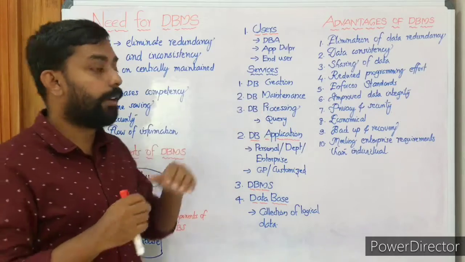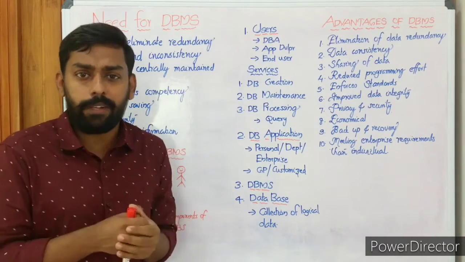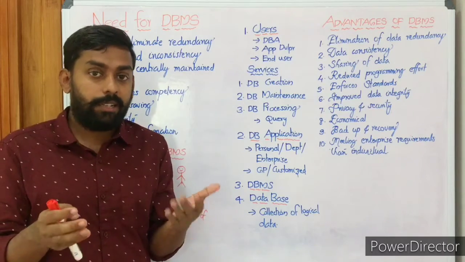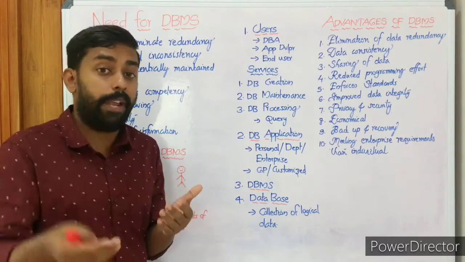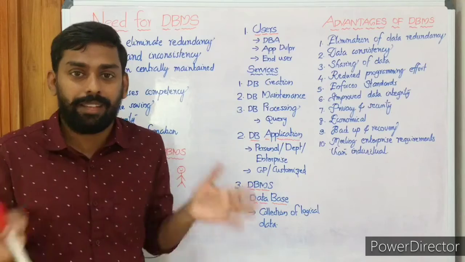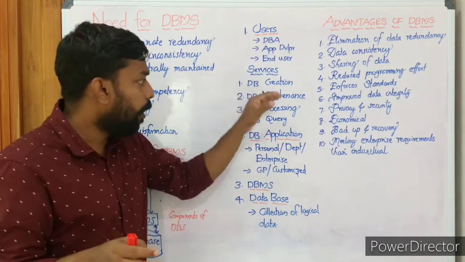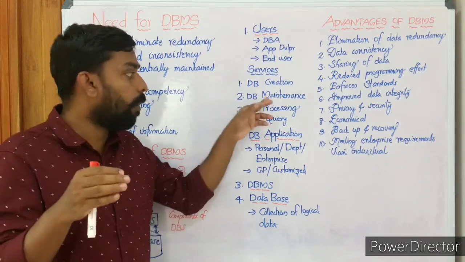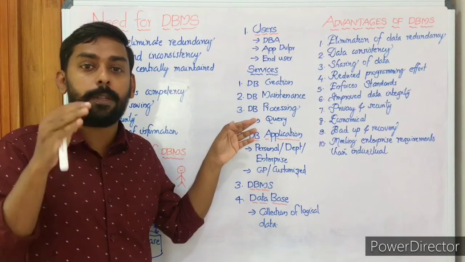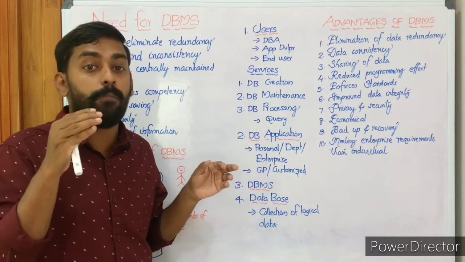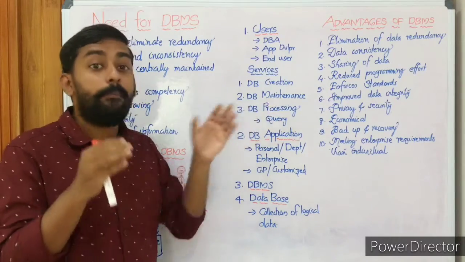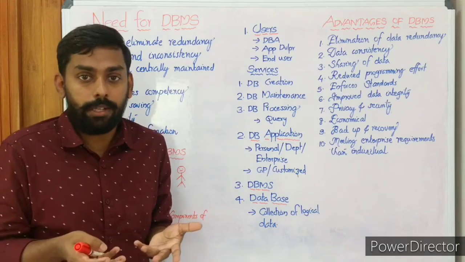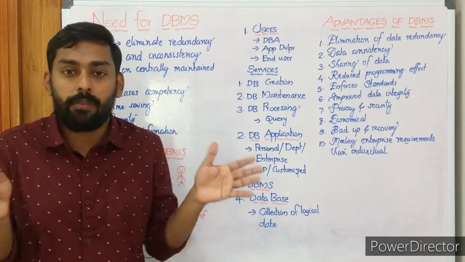The second one is database maintenance. What is database maintenance? After creation of the database, you start entering values, updating values, or modifying other things, right? All these operations or manipulations must be managed perfectly. So it should be maintained properly. Otherwise what happens? It will be bugged, right? It will have a lot of bugs.